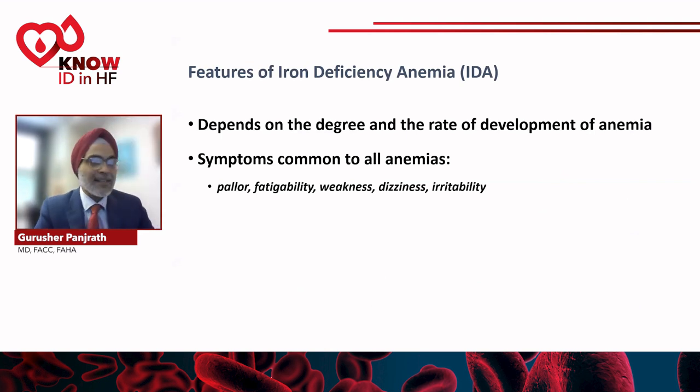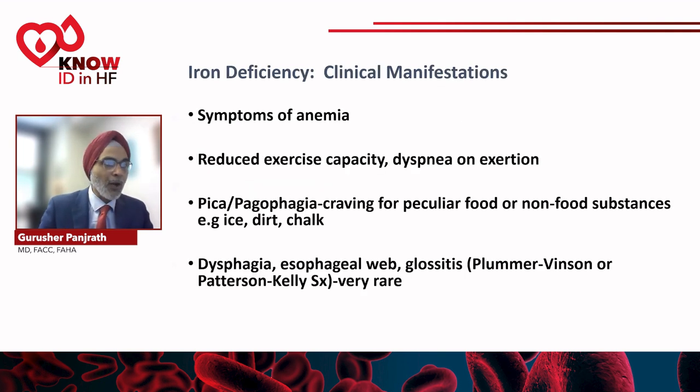Now, with that understanding of what it looks like, let's focus on some of the common signs and symptoms. These are quite often related to manifestation of anemia, but it will also depend on the rate of development of anemia. Some common symptoms, which are common to all anemias, are pallor, fatigue, weakness, dizziness, irritability, but they're not very specific to iron deficiency alone. There may also be reduced exercise capacity and exertional intolerance.